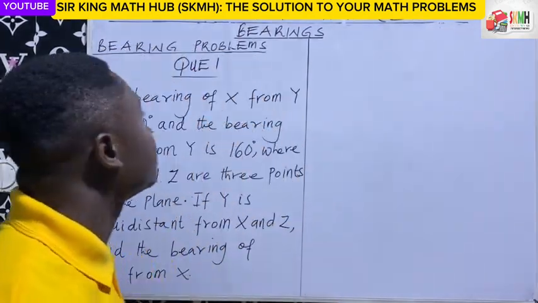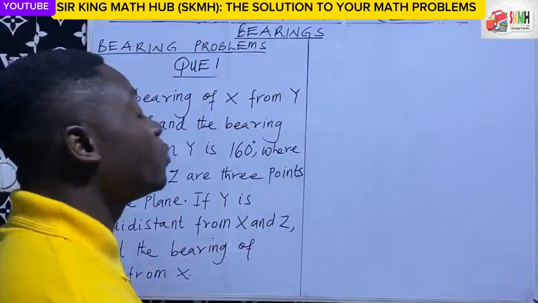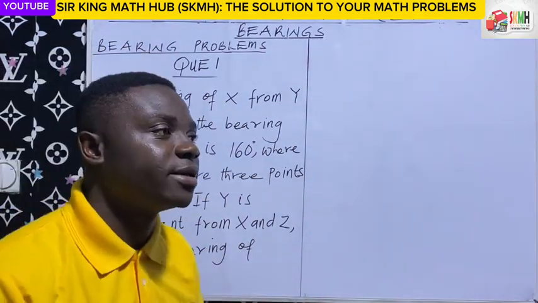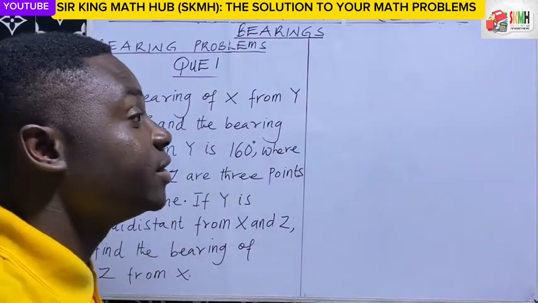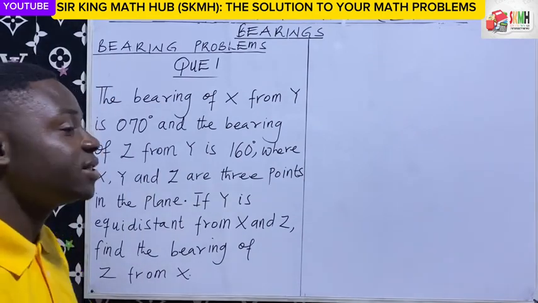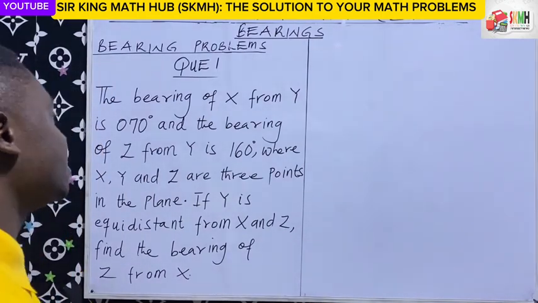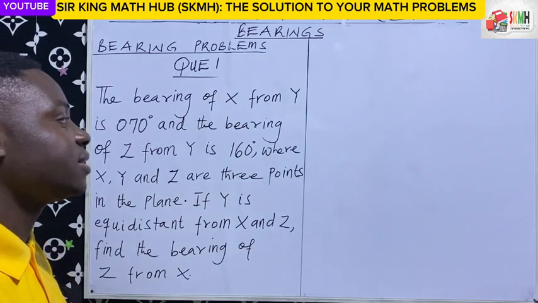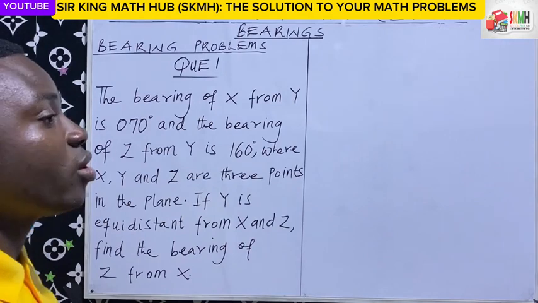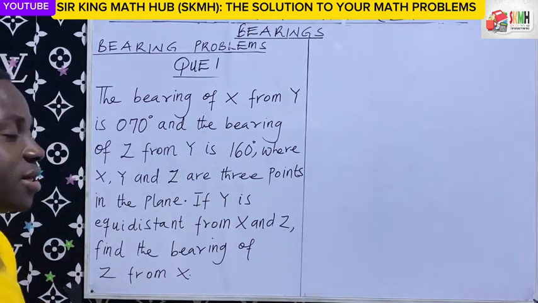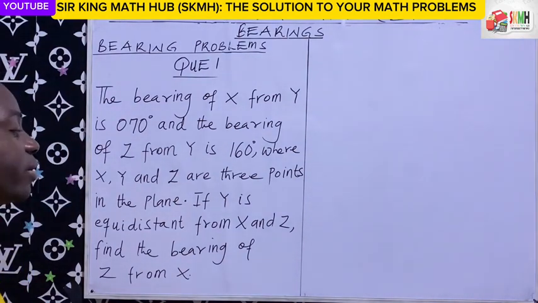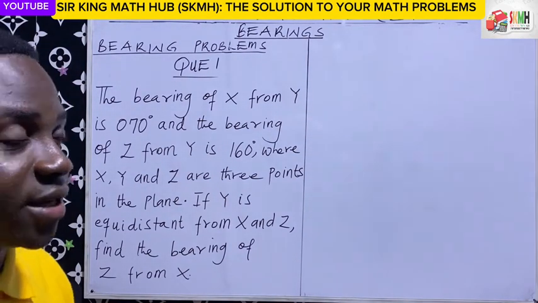We are still on bearings, and today we are going to look at bearing problems, some word problems relating to bearings. So this is our first question. I read: the bearing of x from y is 70 degrees, and the bearing of z from y is 160 degrees, where x, y, and z are 3 points in the plane. If y is equidistant from x and z, find the bearing of z from x.